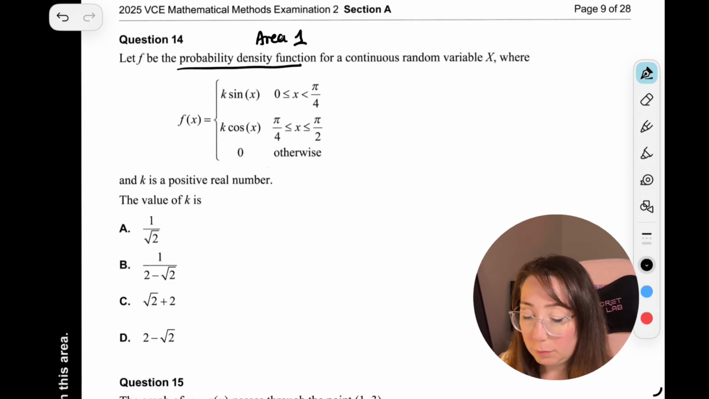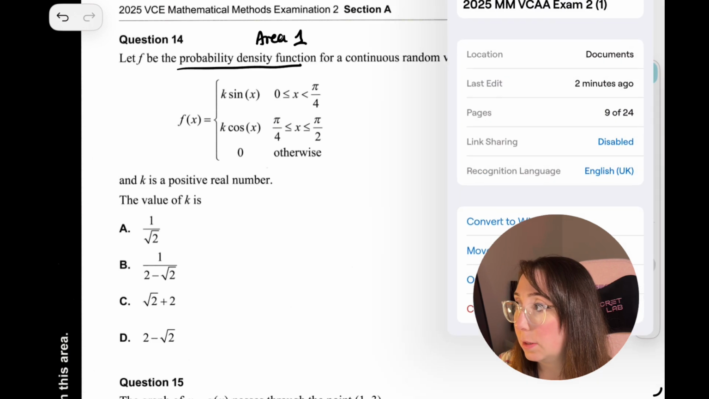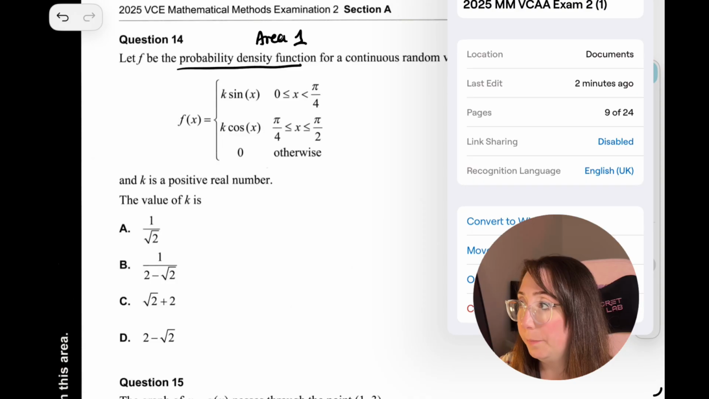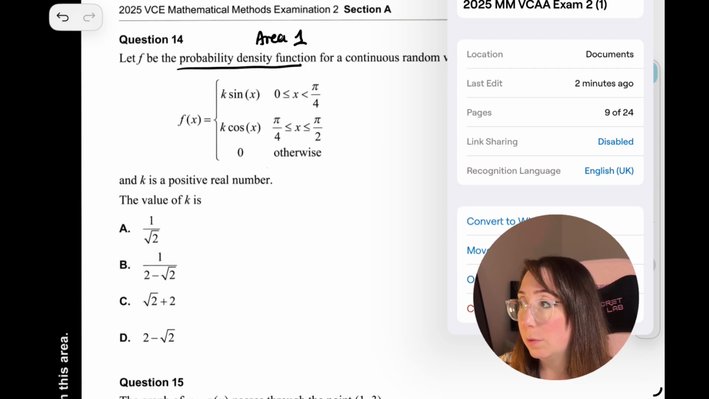We'll have k times sine x between 0 and pi on 4, and then we have k times cos x between pi on 4 and pi on 2. Okay, and then we just need to integrate it now, and we're going to solve. So I should have put a solve function between, so the lowest to the highest, pi on 2, f1 of x dx is equal to 1 because it's a PDF, and we're solving for k.